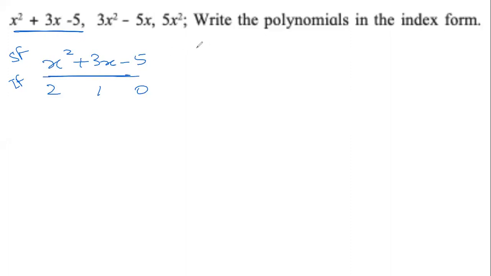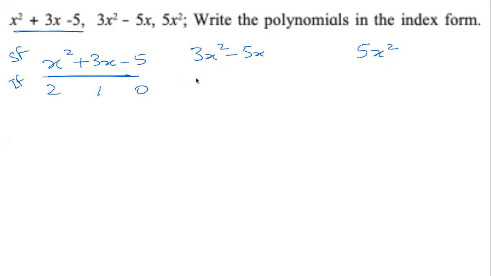You try for 3x square minus 5x, and you try for 5x square. Write it in your notebook. Find out what will be the index form for these polynomials, and then share it with me in the chat.